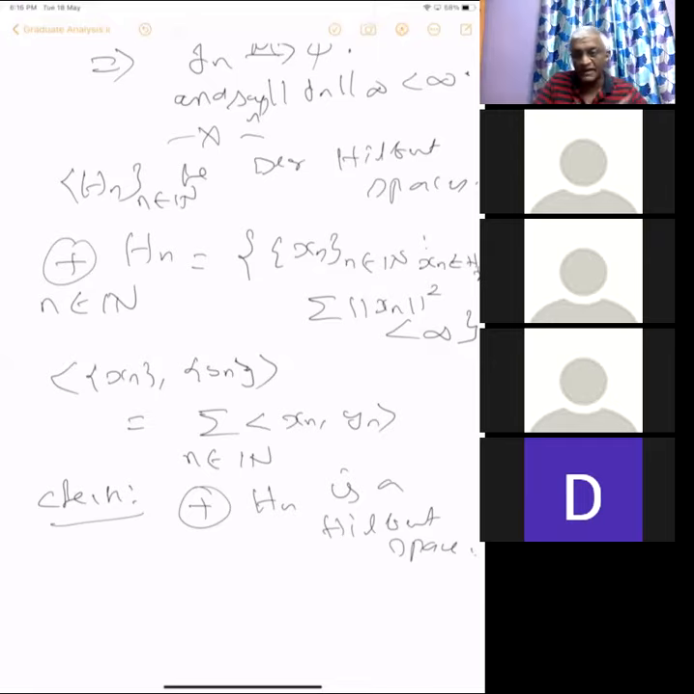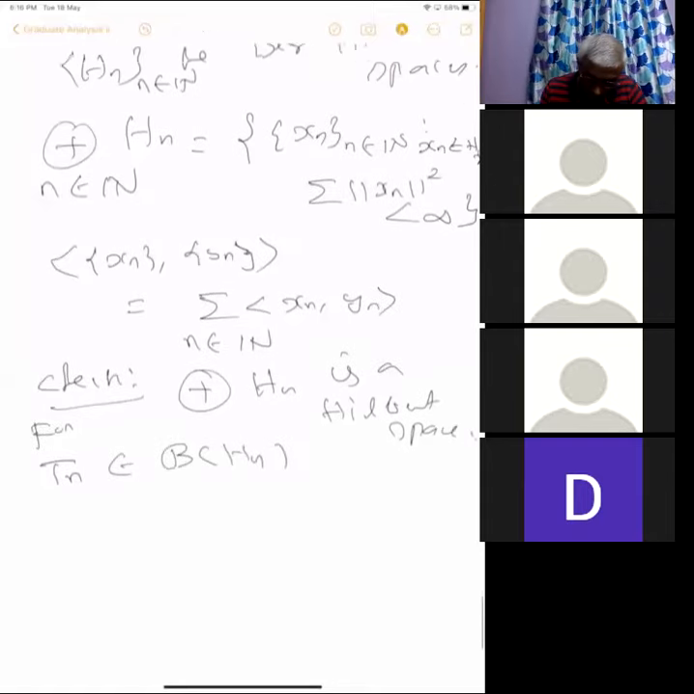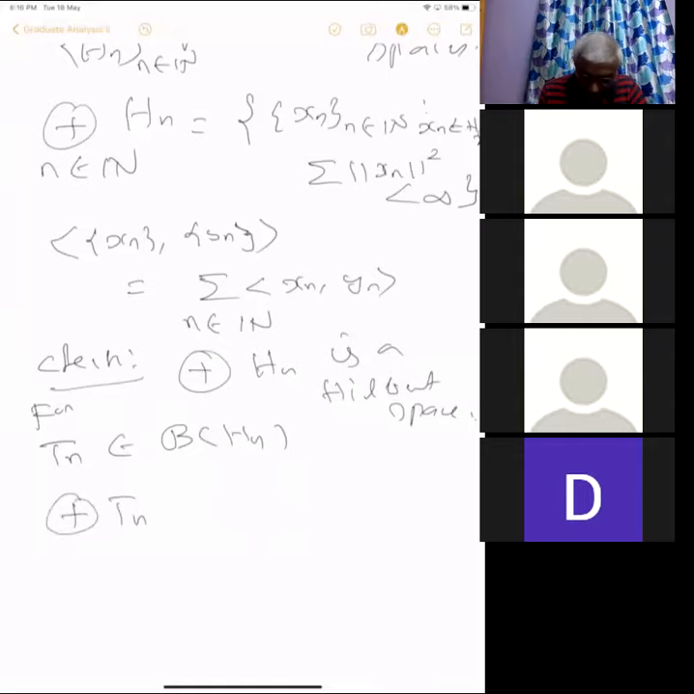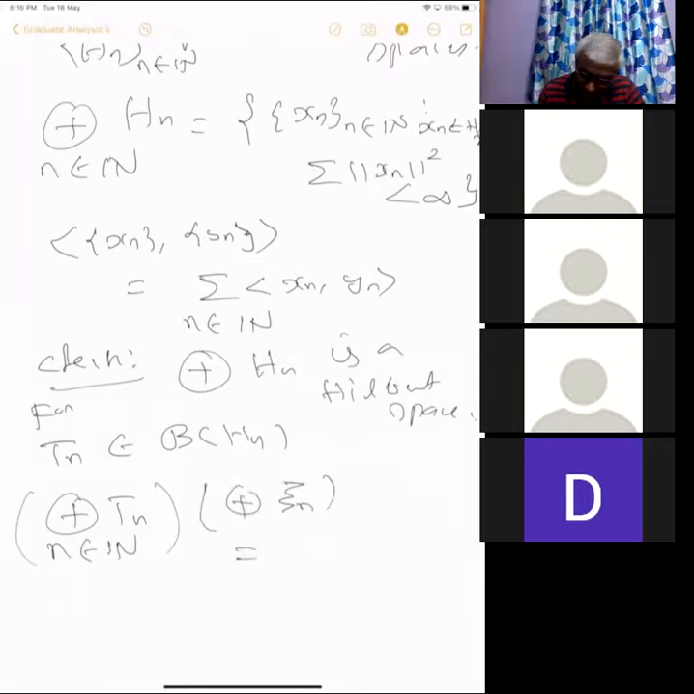Now you can define an operator. An operator will be a kind of infinite matrix where each entry is an operator from Hn to Hm. But then there is a particular kind of operator which is a direct sum of operators. Let Tn be in B of Hn, and write the direct sum of Tn, n in N. This is an operator acting on the direct sum of Xn, defined by Tn Xn. You just act component-wise.